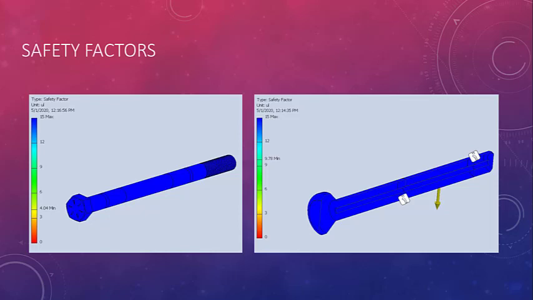As we know, if the factor of safety is below 1, then that means that the part will bend out of shape and will not return to that shape. Fortunately, both of my parts came out above 1, making them able to withstand the loads put on them without bending out of shape permanently.